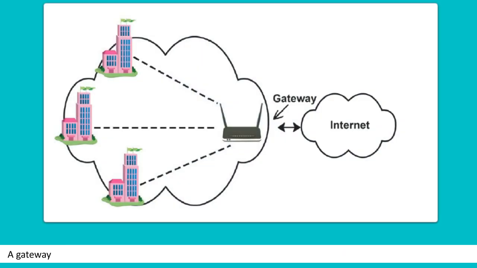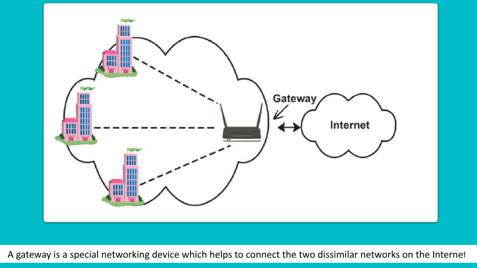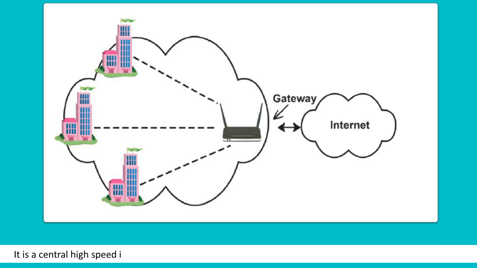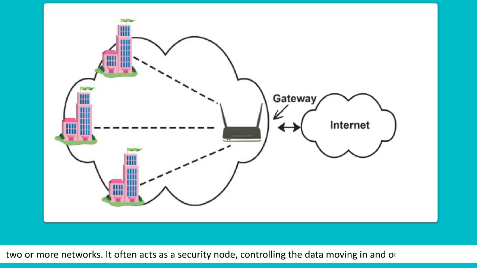Gateway. A gateway is a special networking device which helps to connect the two dissimilar networks on the Internet. It is a central high-speed interconnecting structure established for the exchange of information among the two or more networks. It often acts as a security node, controlling the data moving in and out of the network.